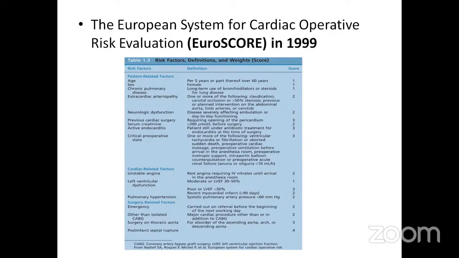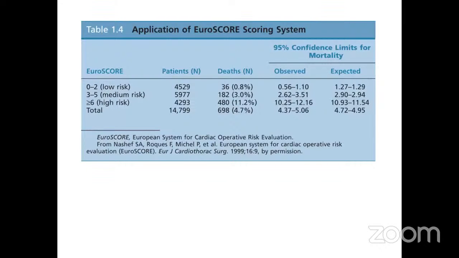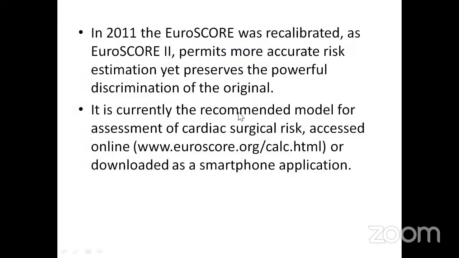And cardiac-related factors like unstable angina, left ventricular dysfunction, pulmonary hypertension. The surgical risk factors are emergency, isolated CABG, surgery on thoracic aorta, and post-infarct surgery. This indicates the mortalities for the risk, where a score of 0 to 2 has a mortality of 0.8%, 3 to 5 has a mortality of 3%, and a score of 6 or more has a mortality of 11%. And the overall mortality is 4.7% in cardiac surgeries.